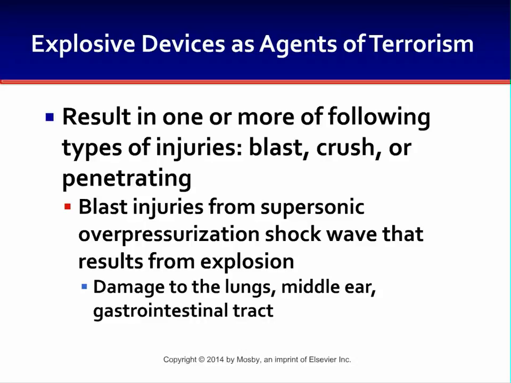Explosive devices as agents of terrorism result in one or more of the following types of injuries: blast, crush, or penetrating. Blast injuries from supersonic overpressurization shock waves that result from the explosion damage the lungs, middle ear, and GI tract. Crush injuries with blunt trauma often result from explosions that occur in confined spaces and result in structural collapse or falling debris. Some explosive devices contain materials that are projected during the explosion, such as shrapnel, leading to penetrating injuries.